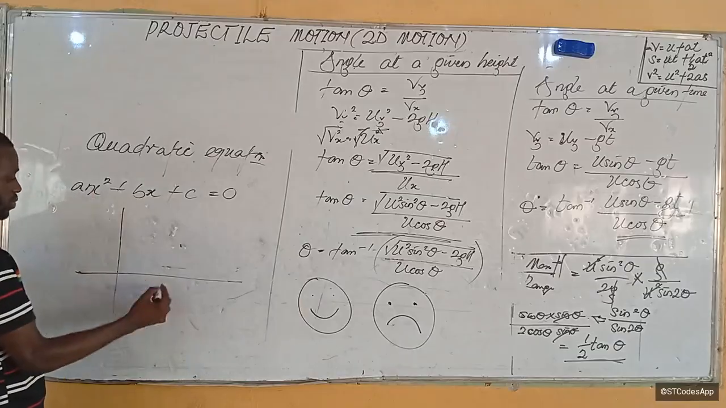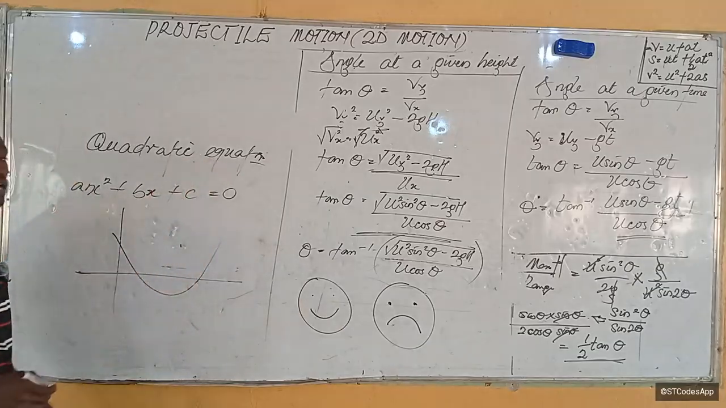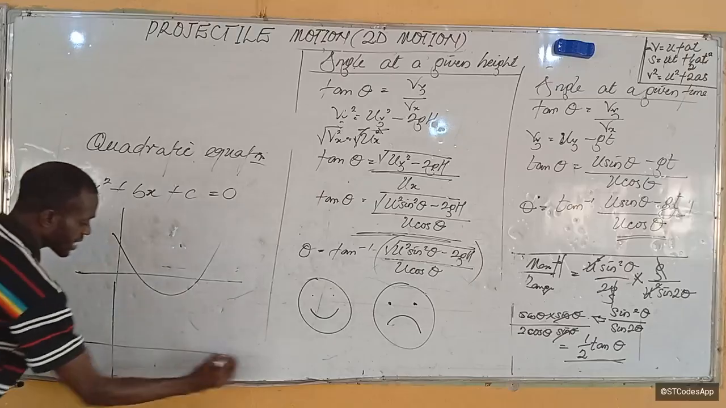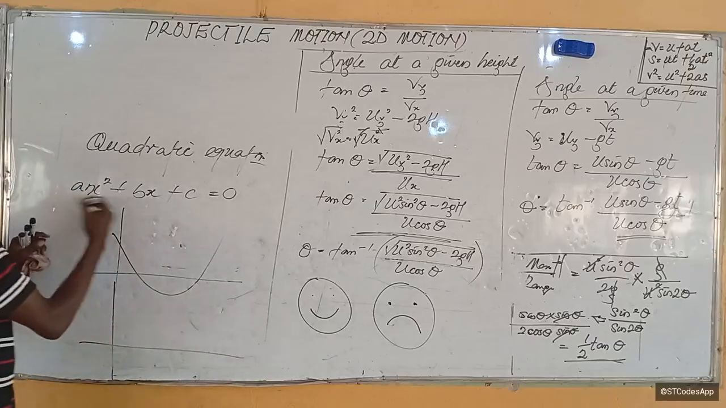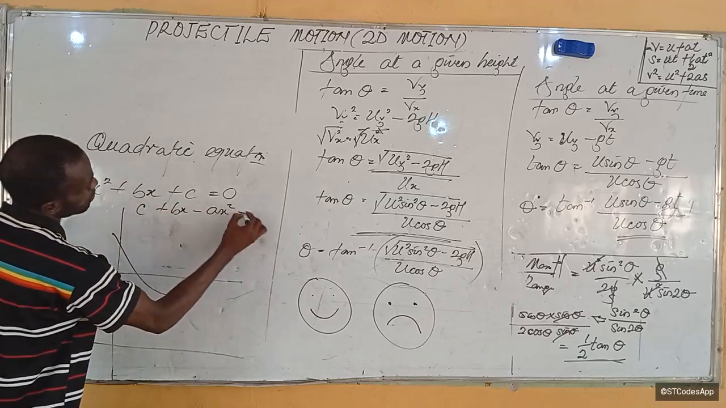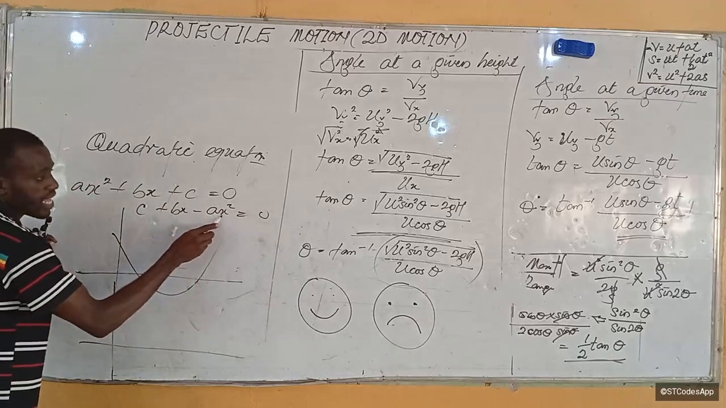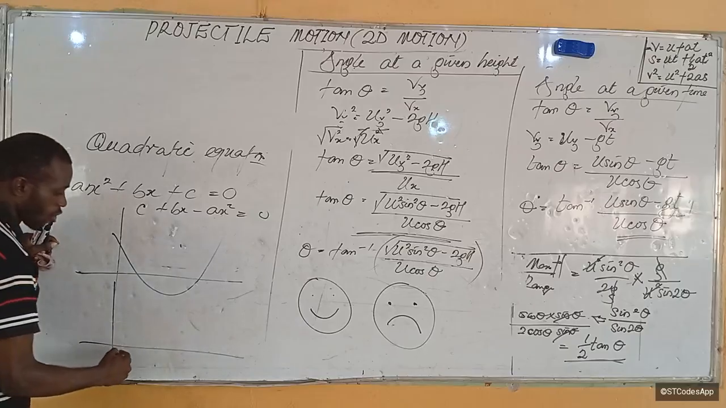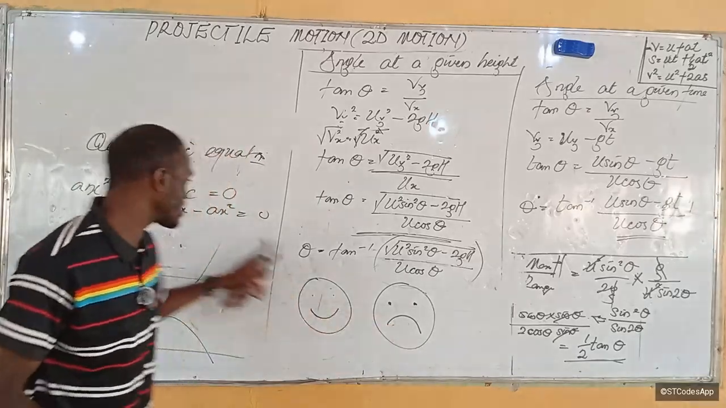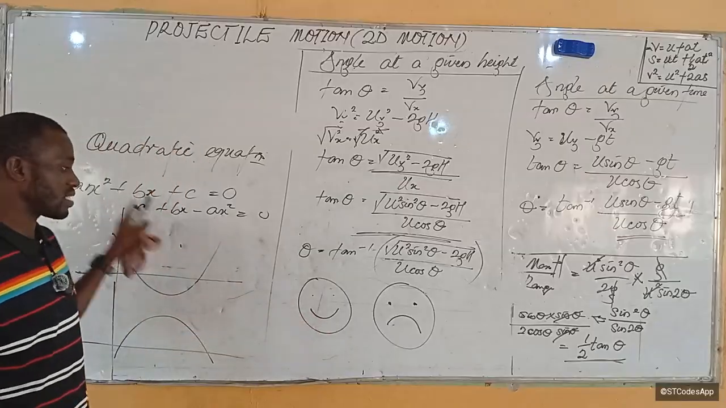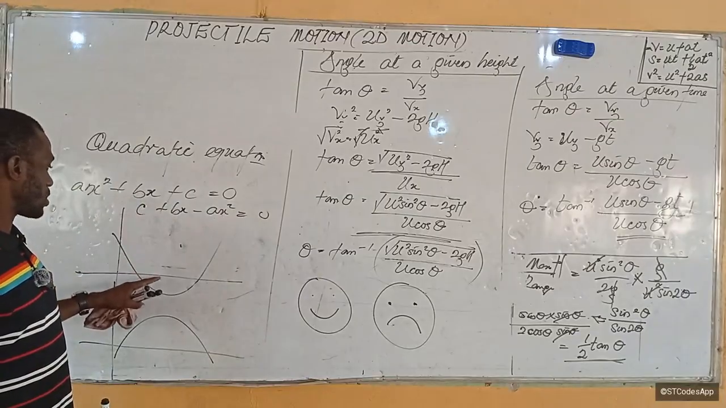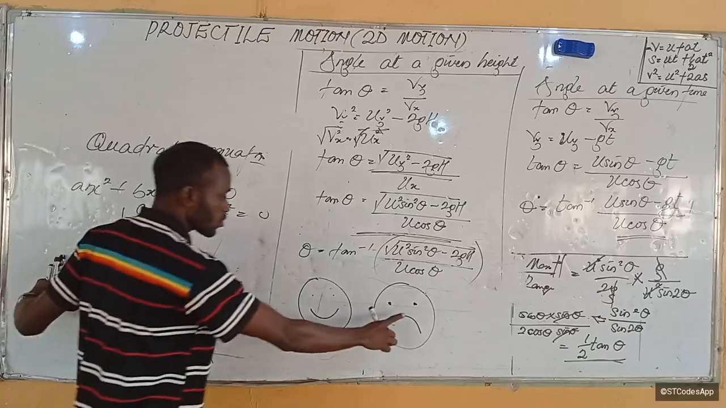So whenever your x squared is positive, you get an upward facing parabola for your equation. Is it clear? Then, whenever your guy is angry, whenever your x squared is negative, for example, if I have an expression that looks like this, c plus bx minus ax squared equals 0, in this one x squared is negative, so you are going to get a downward facing parabola. The guy is sad because it's negative. The guy is happy because it's positive. Is that clear? So a downward facing parabola is when your x squared is negative.